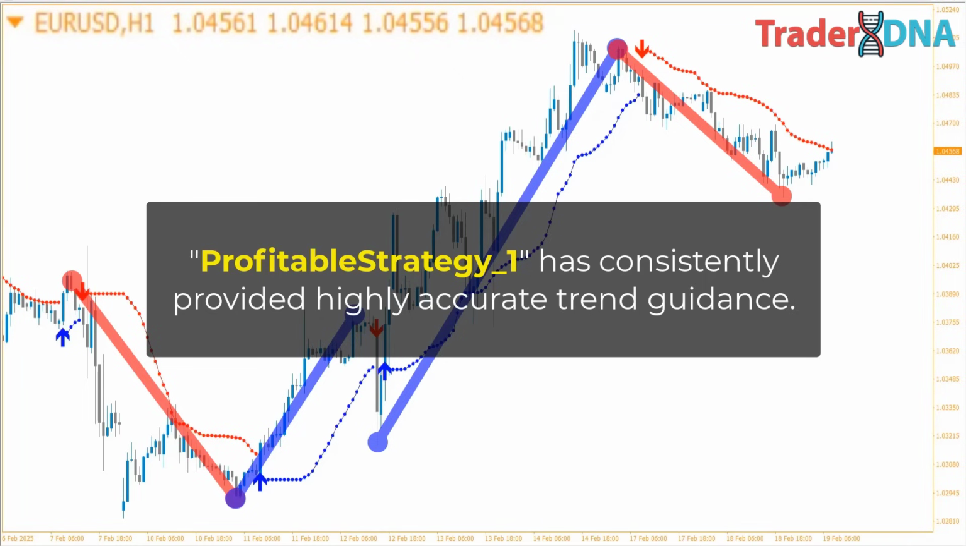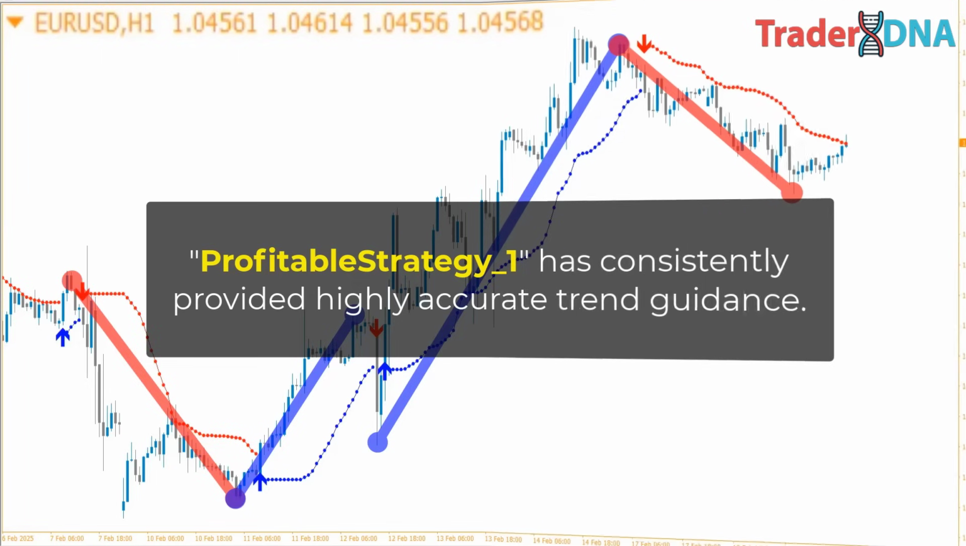And here's what I truly believe. If this indicator has made my trading easier and more effective, then I'm confident it will do the same for you.